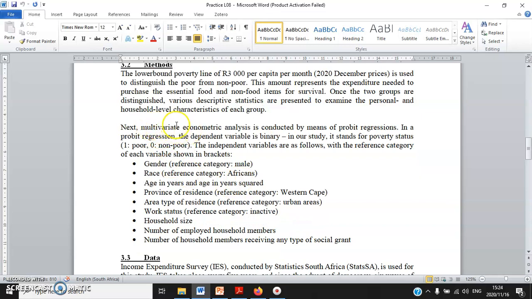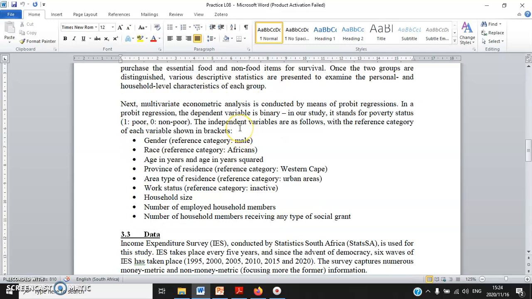Next, multivariate econometric analysis is conducted by means of a probit regression. In a probit regression, the dependent variable is binary. In our study, it stands for poverty status. In bracket, 1 stands for poor, 0 stands for non-poor. The independent or explanatory variables are as follows with reference category of each variable shown in brackets.